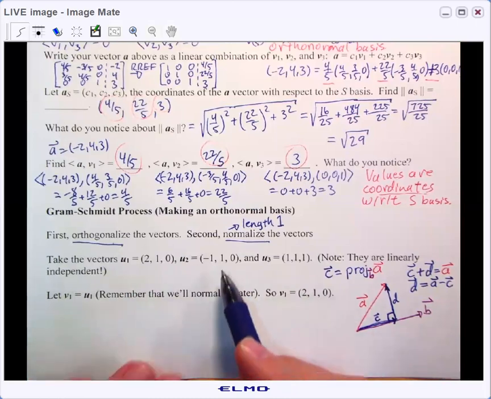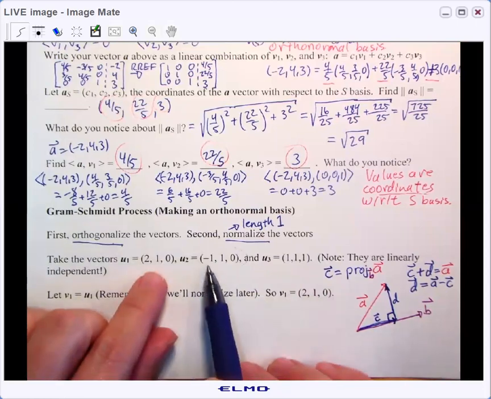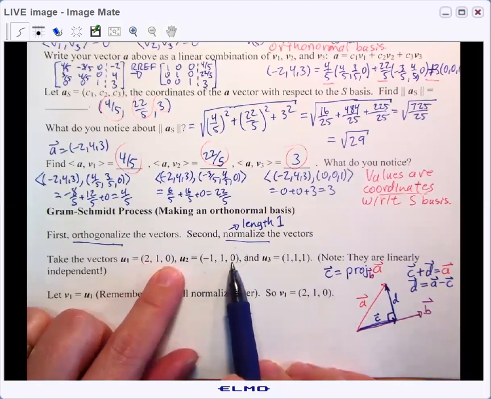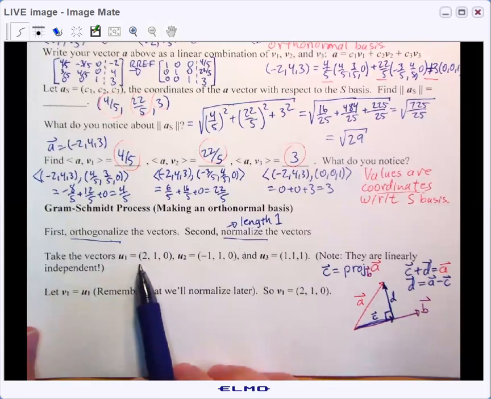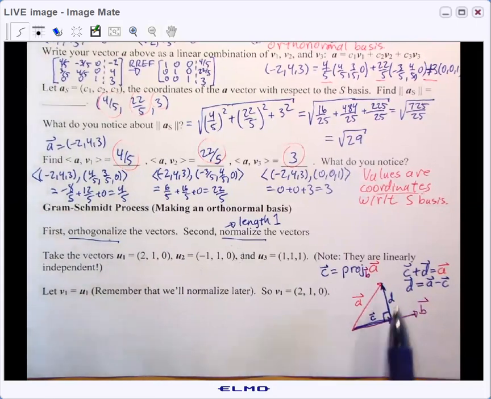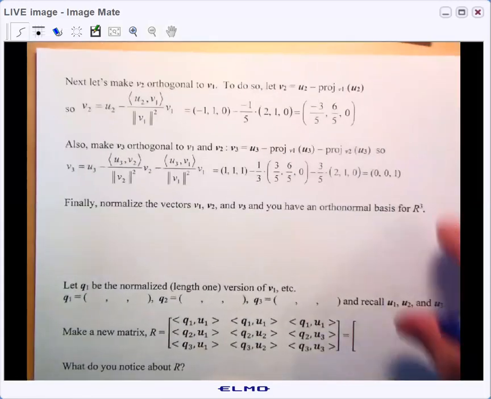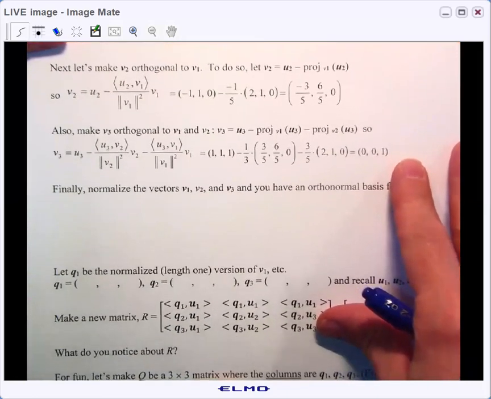Next, we're going to take the second vector and make it orthogonal to the first vector. You can check right now that -2 plus 1 plus 0 is -1, which is not 0. So these are not currently orthogonal. So we want this next vector to be orthogonal to the first vector.